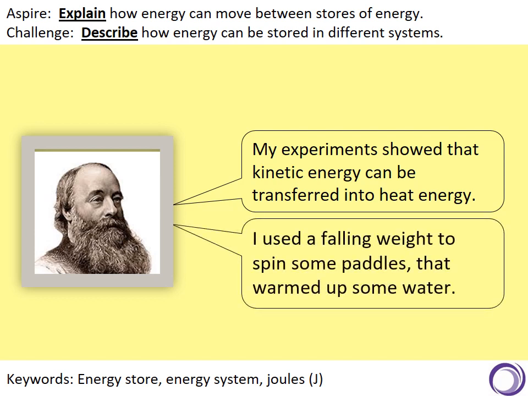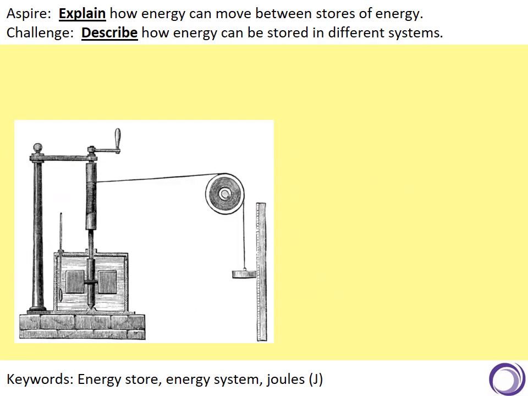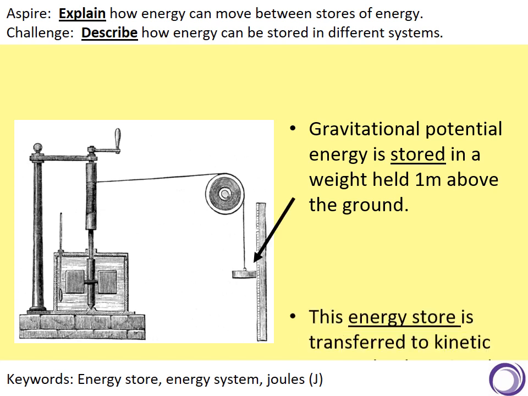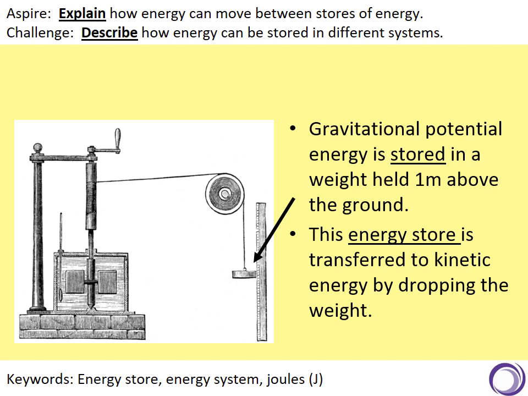So he had falling weights and some paddles. So if you picture, on the right hand side we've got a falling weight and a pulley which is wrapped around there. So when the pulley falls, you had it a metre above the ground, as the weight falls, you end up with kinetic energy being stored as the weight is falling, which will make the paddles turn.